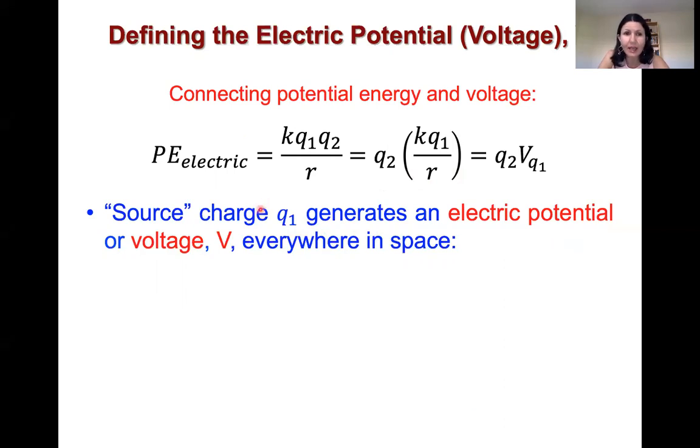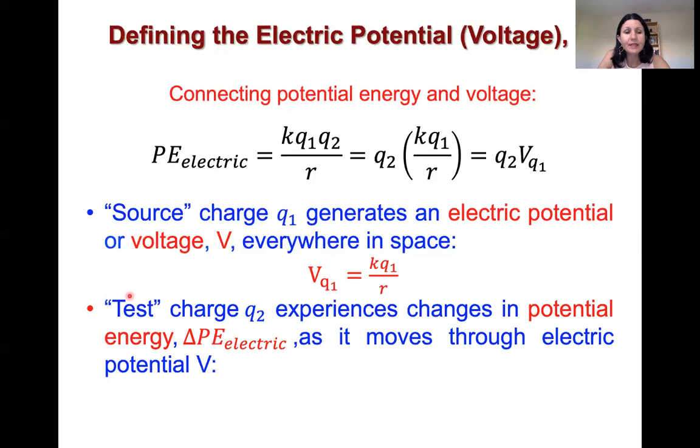but we can theoretically say it generates this voltage everywhere in space. And that's how we define that voltage. Now let's bring a test charge Q2 in that space where that voltage field, and we'll define the word field shortly, exists, so that test charge Q2 experiences a change in potential energy, this delta P, as it moves through this voltage.